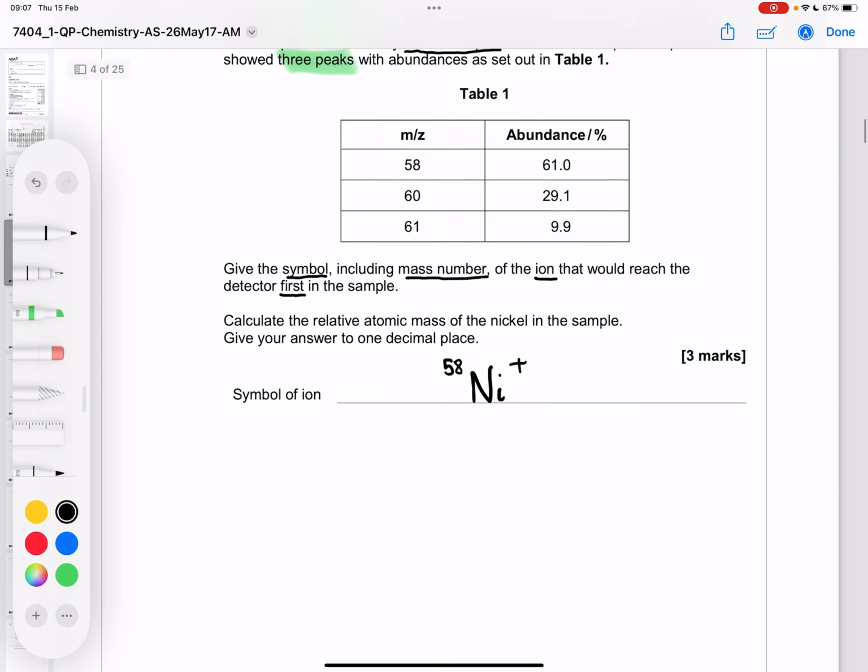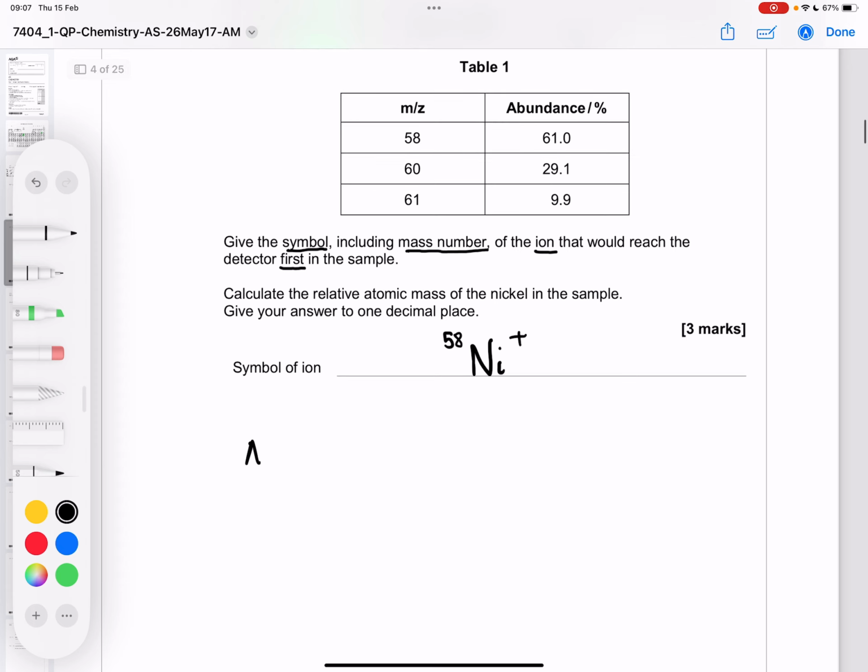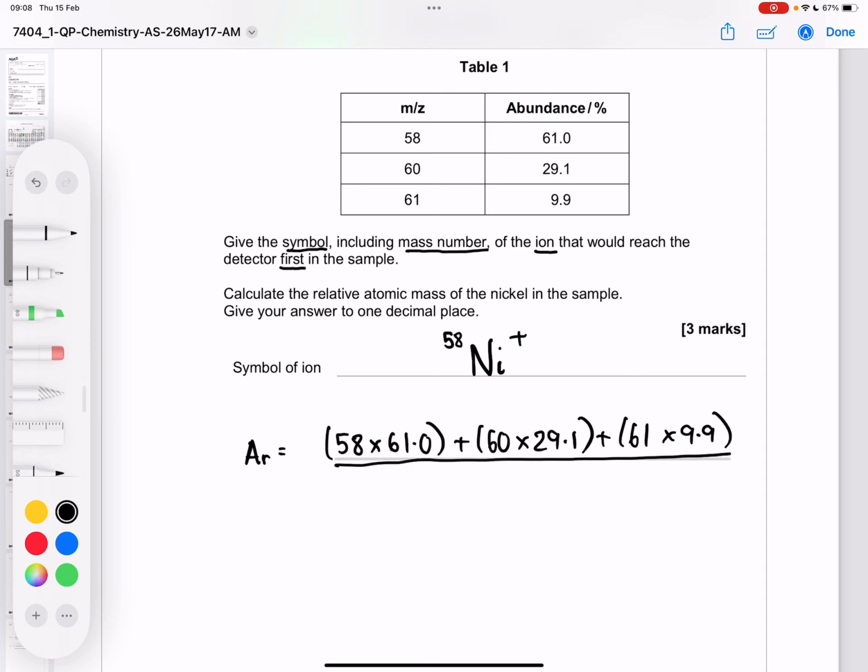And then it says calculate the relative atomic mass, remembering that relative atomic mass is the sum of the masses times by the abundances, divided by the total abundance. Now, because these have been given as percentages, we know that that will be 100%. We type all that in our calculator.